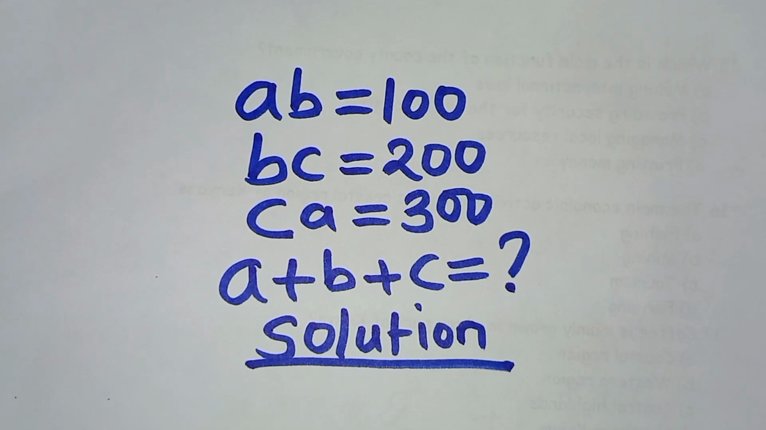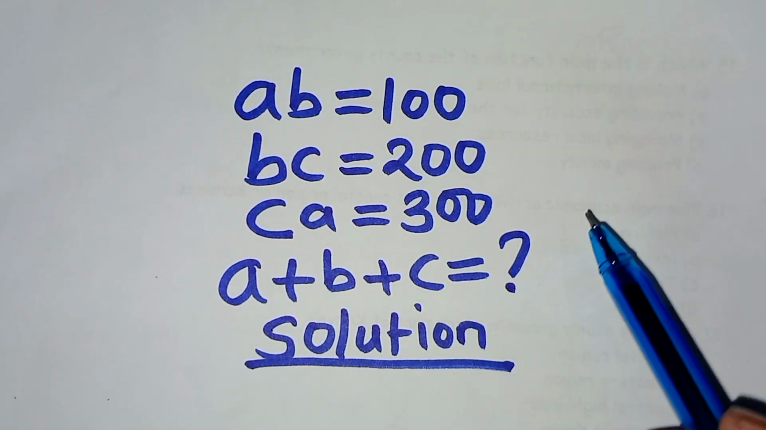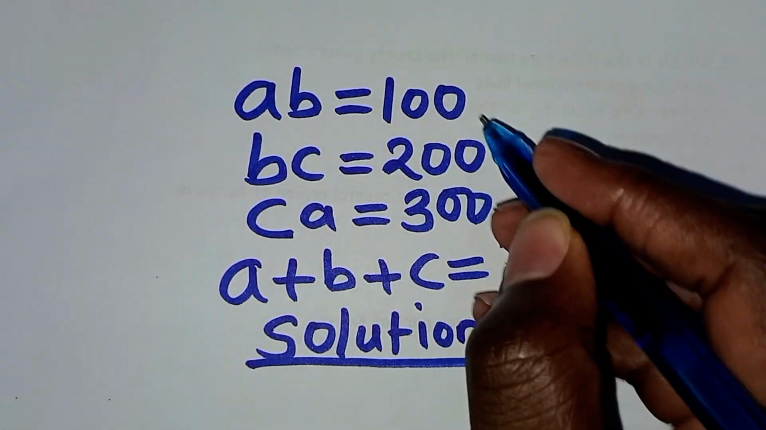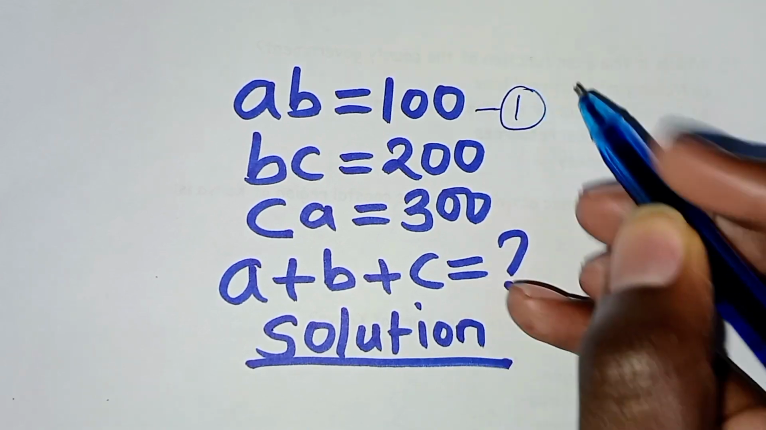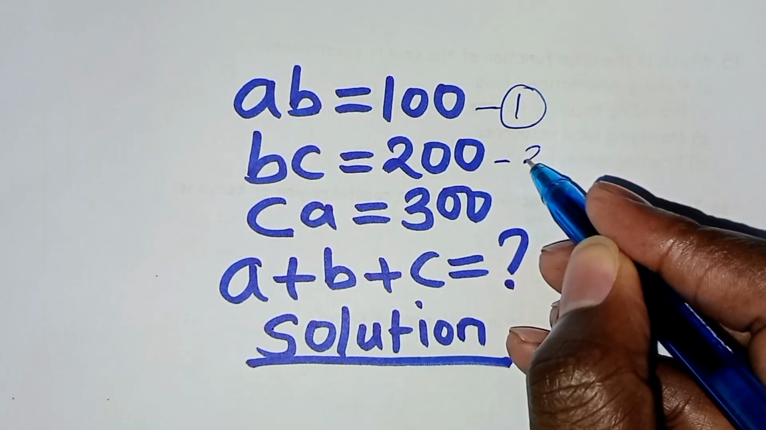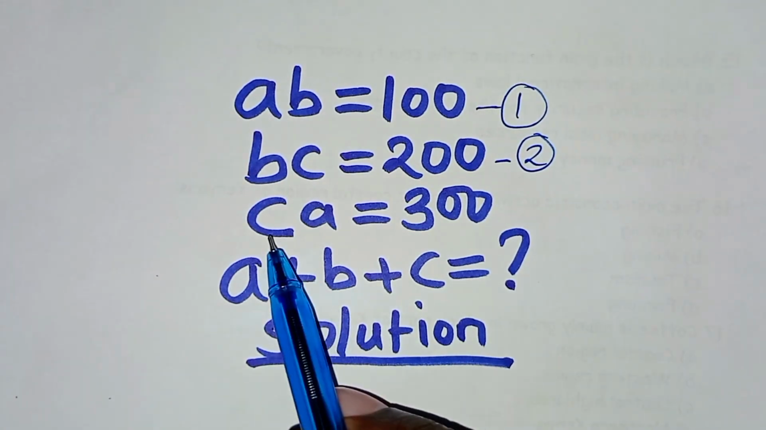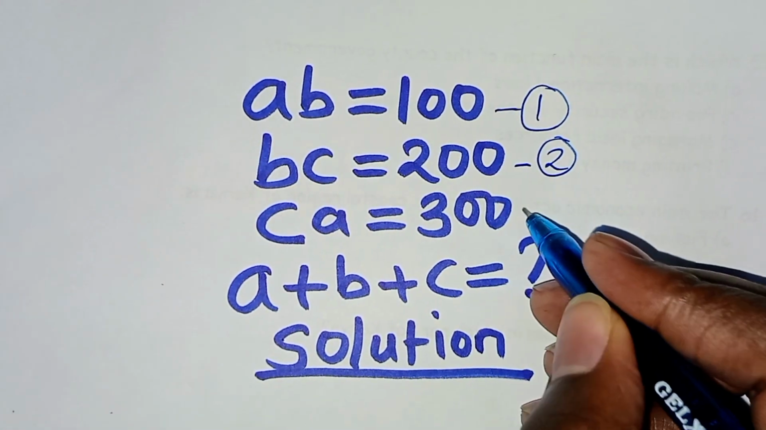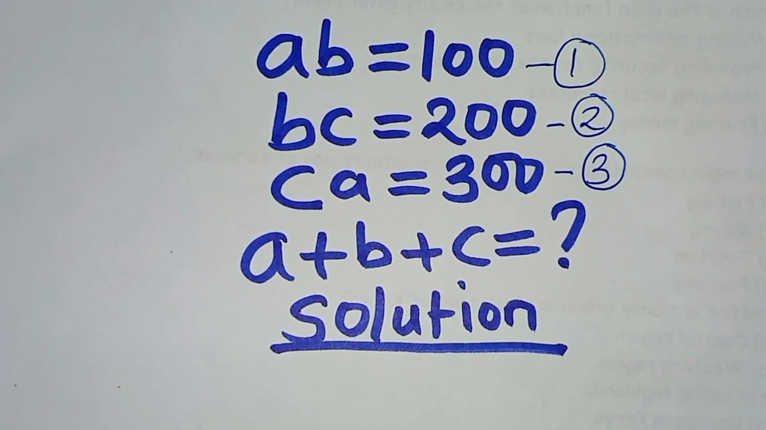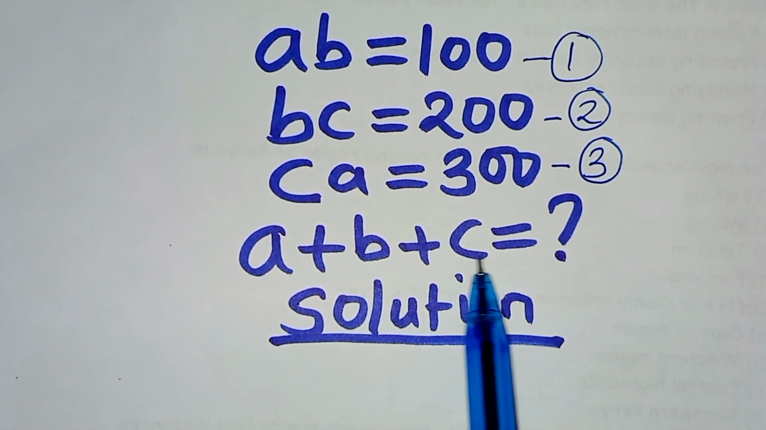Welcome to Prevented Solution. Given this nice algebra problem: a times b is equal to 100, we can call this equation 1. We have b times c equal to 200, which is equation 2. And c times a is equal to 300, which is equation 3. So the question is, what is a plus b plus c?